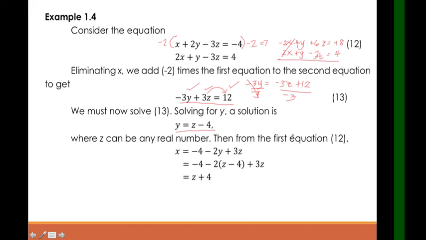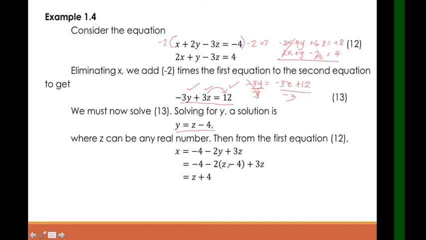Then, from the first equation of number 12, x is equal to negative 4 minus 2y plus 3z. So, ang ginawa ko dito, we transpose, no? Or we use the addition property of equality. So, yung 2y naging negative 2y, and then yung negative 3z, tama ba? Negative 3z is naging positive 3z. Kasi nga, we transpose them. So, y is equal to z minus 4.